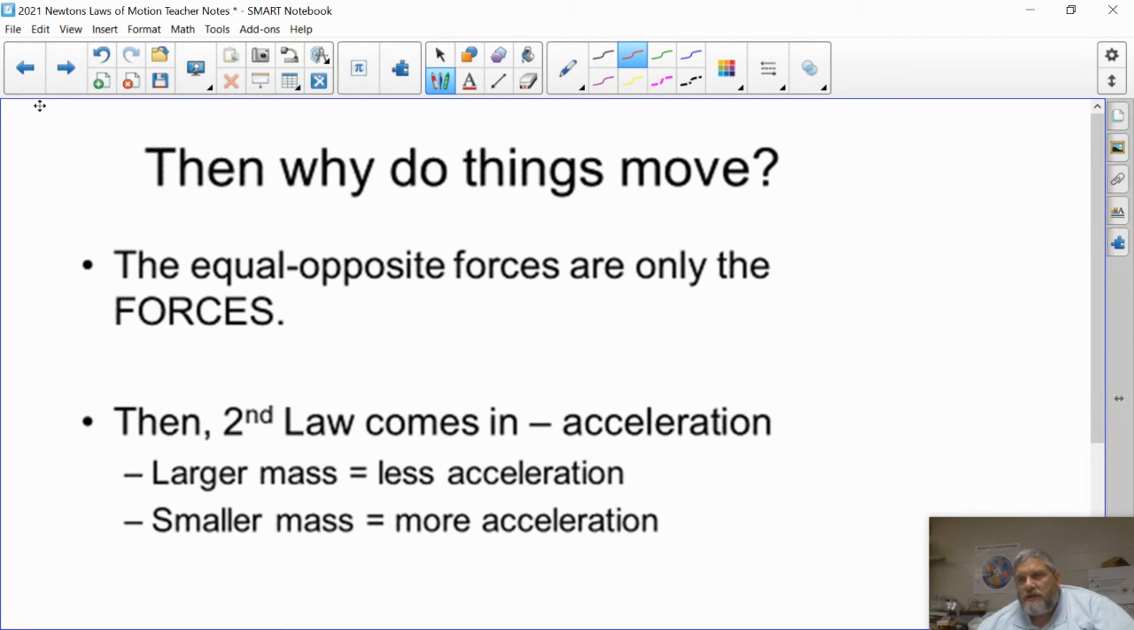So why do things move? The equal and opposite forces are only the forces. Then Newton's second law comes in. If one object has a larger mass, it has less acceleration. Consider a baseball hitting a baseball bat. They apply equal and opposite forces to one another, but the baseball accelerates a lot more than the bat does. That's because the baseball has less mass, so it has more acceleration. The baseball bat has more mass, and it has less acceleration.